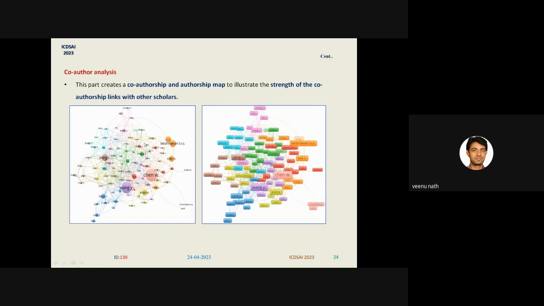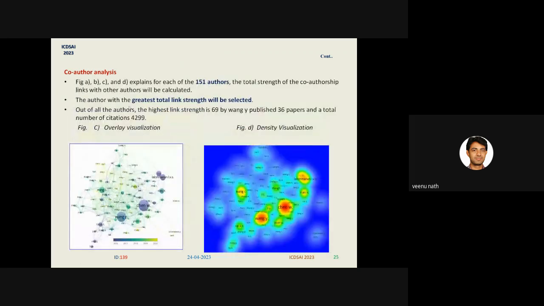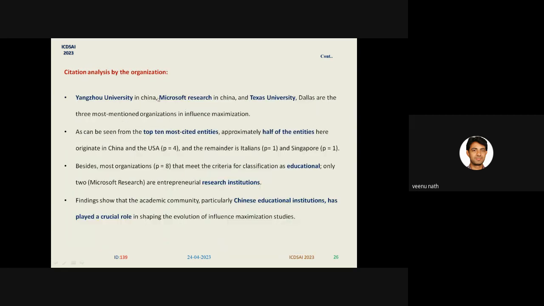In this co-authorship analysis, we analyzed the interrelation between different authors. These are the different representations of diagrams, in overlay visualization and density visualization. In this visualization, we can extract the complete information of 151 authors and link strength. In the citation analysis, most of the research is done from China, and Microsoft Research, and the University of Texas.